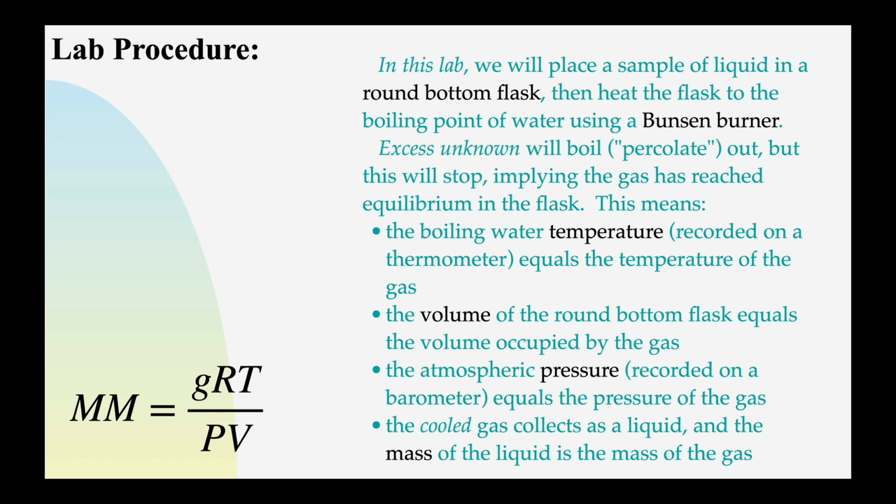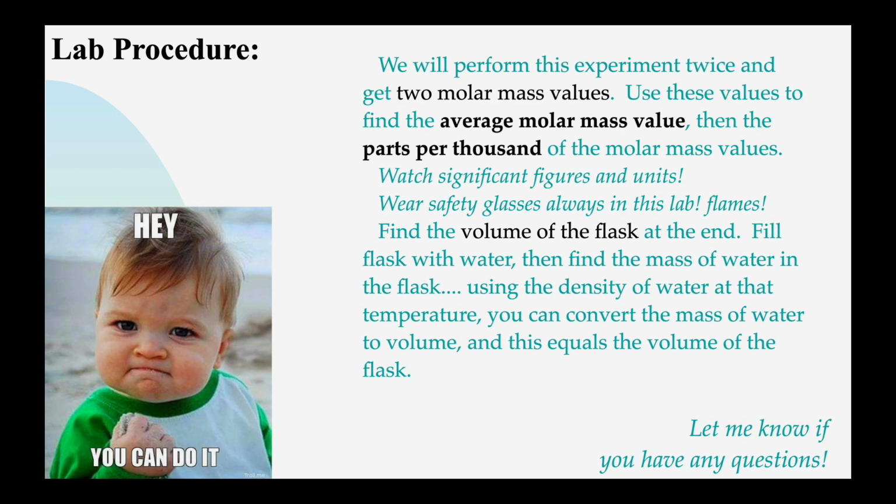of your unknown. So that little g in the MM equals gRT over PV, that's how we're going to find that. So it's pretty cool how this lab works out. All of those little pieces can be figured out. And again, R is just a constant. That's that 0.082057 number.